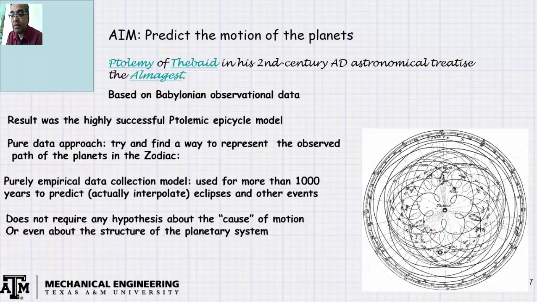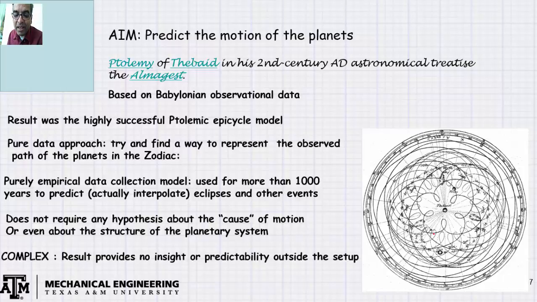But it does not require any hypothesis about the cause of motion or even about the structure of the planetary system. Nothing. It just says here it is. This is the motion. These are the observations. I plot it and I try to fit it with some simplified curves. This is only a data reduction technique. You can say this was one of the first attempts at data mining. So that you can see something on this, right?